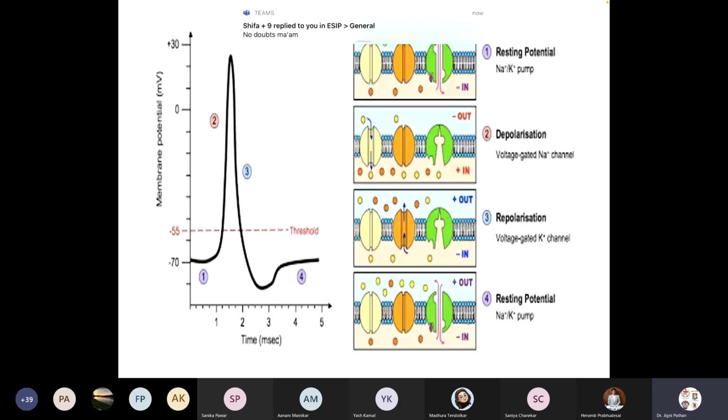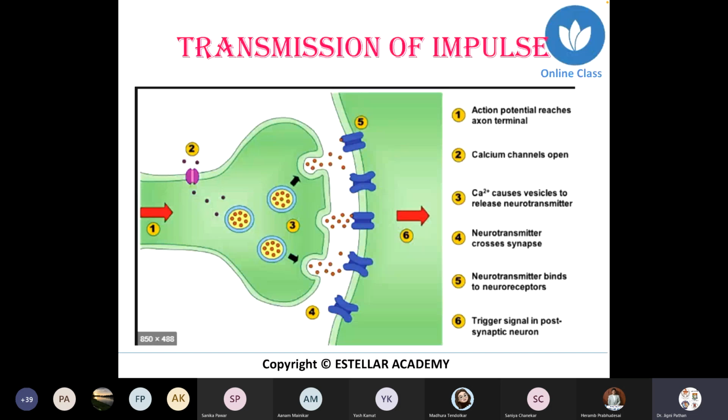Look at this diagram, everybody. Shifa, see. Resting potential, who maintains? Pump maintains. Depolarized state, voltage channel, sodium channel open. Repolarized, potassium channel. Resting potential, again sodium and potassium channel, pump. If you want, you can take a click. Very easy. No difficulties. Again, same. Okay. Next.